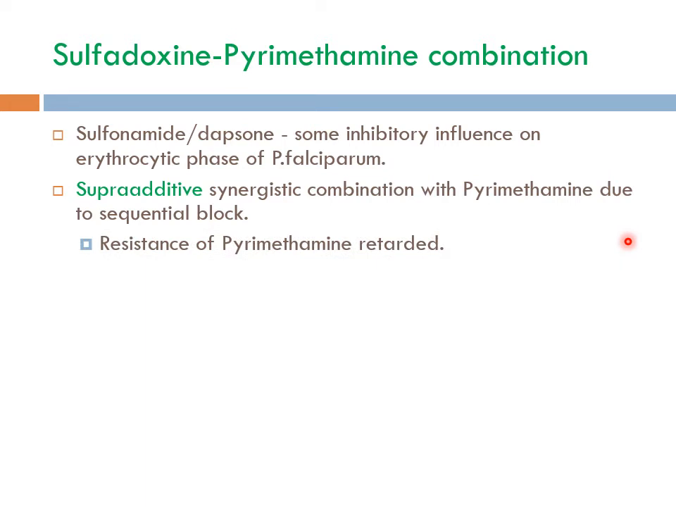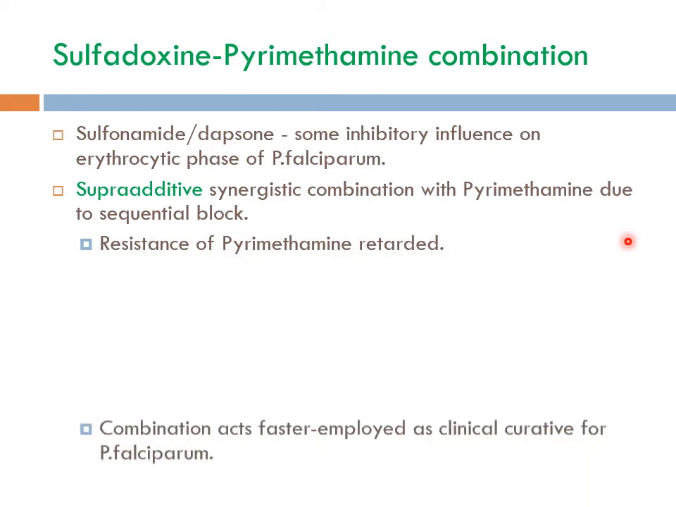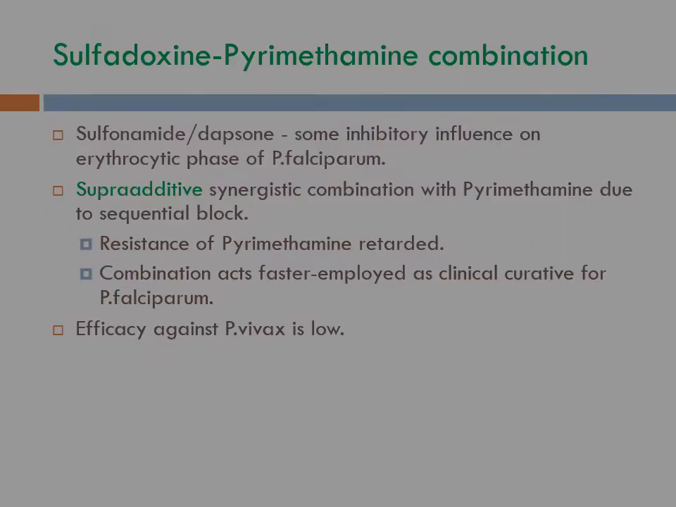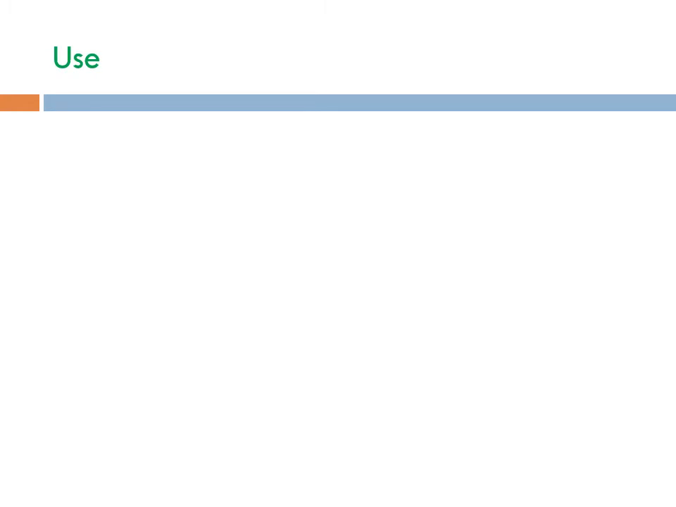When it is given in combination, the resistance development against pyrimethamine is retarded. The combination acts faster. As such, the individual components are slow acting. The combination is given for clinical cure for P. falciparum malaria. And efficacy against P. vivax is slower. It is used for clinical cure.